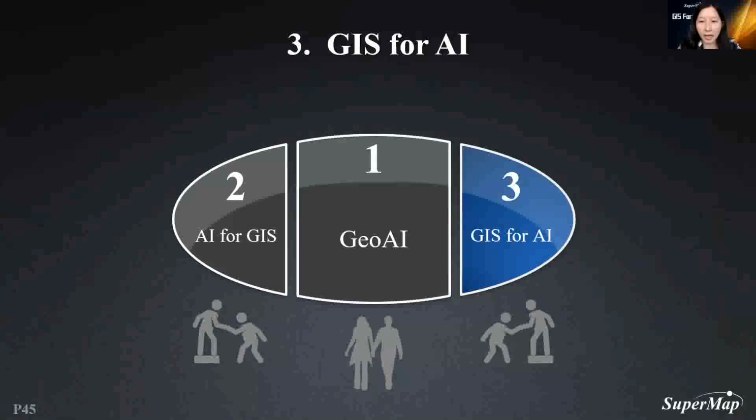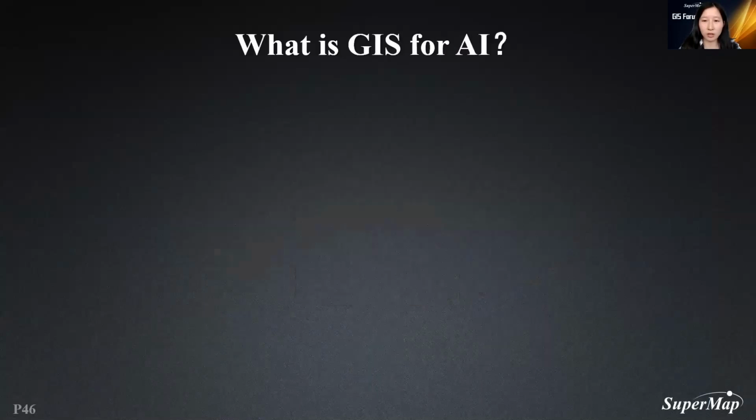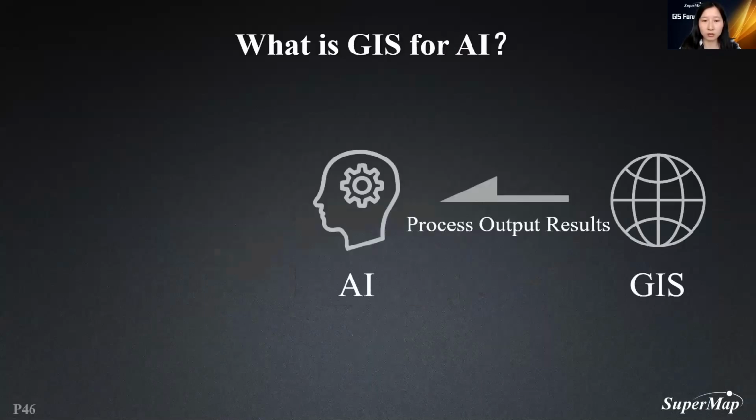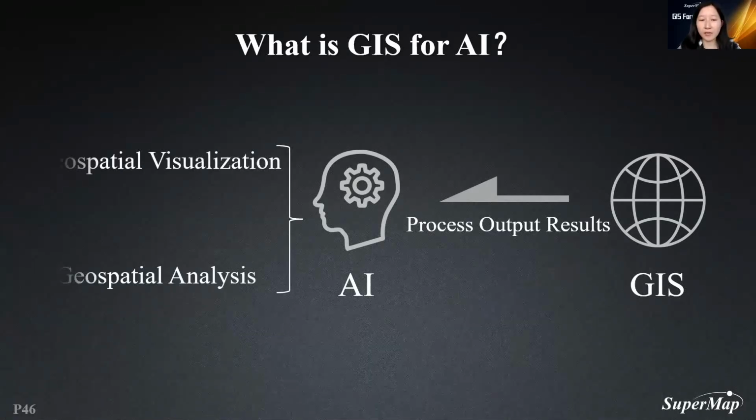The third part, GIS for AI. GIS can give AI more ability of geospatial visualization and geospatial analysis, and further process and analyze AI analysis results in GIS software.